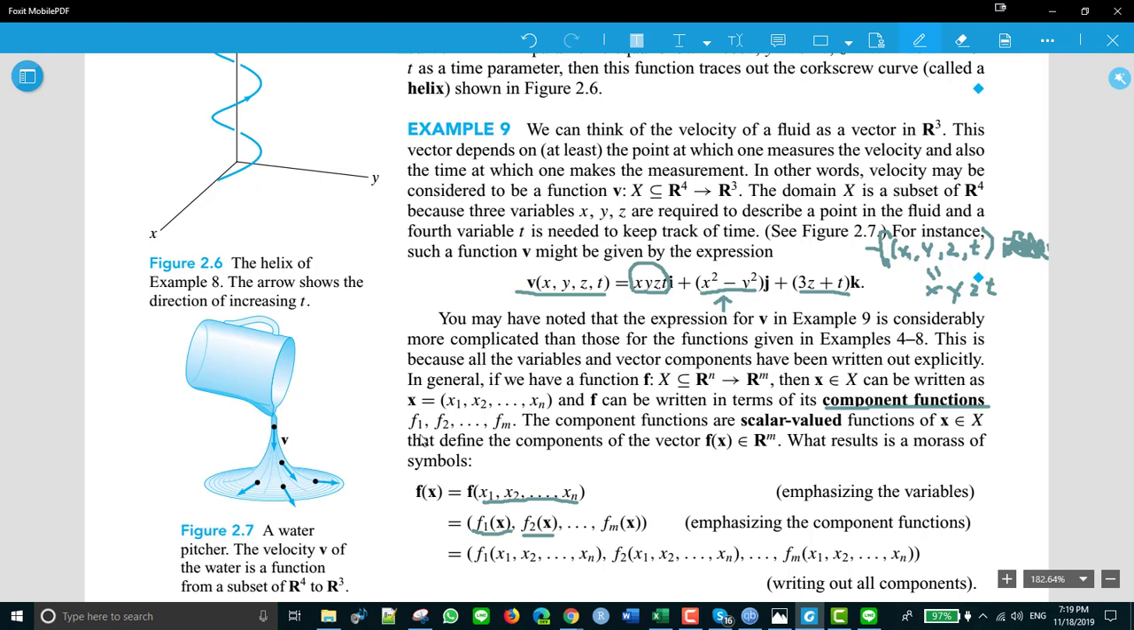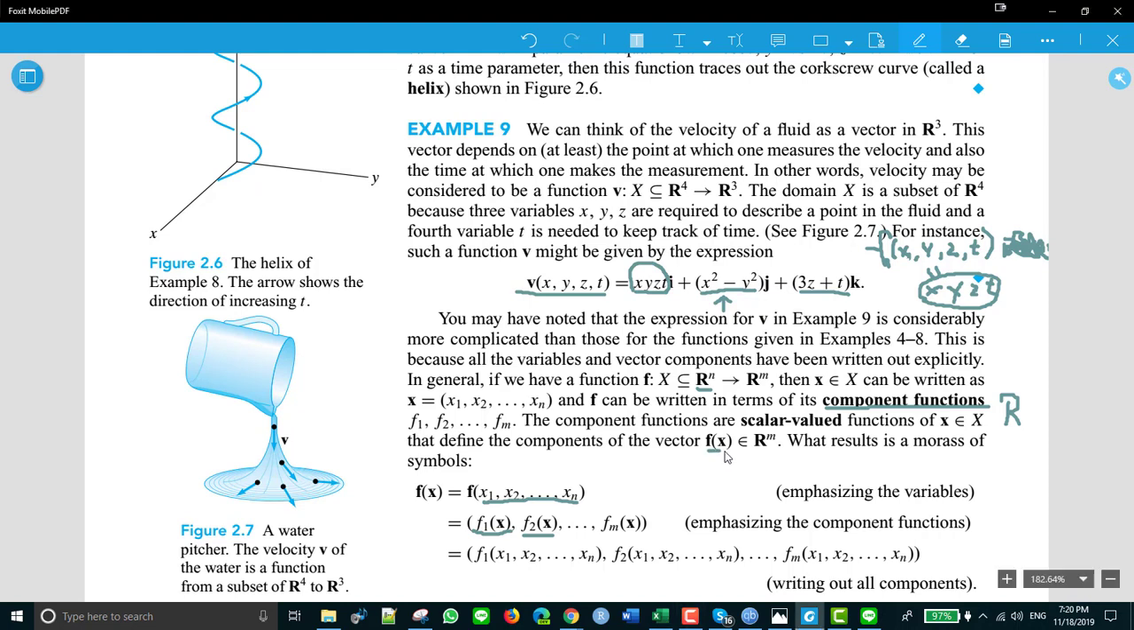The component functions F1, F2, up to Fm are scalar valued functions of the vector x. The inputs are from Rn, but the outputs of the component functions are just R, not Rm, just R. This is just a function to R, the result is just a scalar. And altogether, they define the components of the vector f of x.